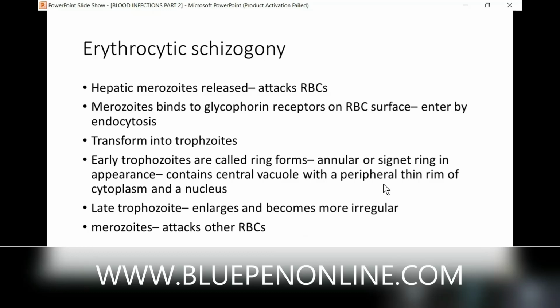So in erythrocytic schizogony, the hepatic merozoites released attack the RBCs. After entering the RBC, they convert into trophozoites. Early trophozoites are called ring forms, annular or signet ring in appearance, containing a central vacuole with a peripheral thin rim of cytoplasm and a nucleus. Late trophozoites are enlarged and become more irregular. That's why in Plasmodium vivax you see an irregular amoeboid form of trophozoites. Then these trophozoites transform into merozoites again, which attack the neighboring RBCs and the cycle continues.